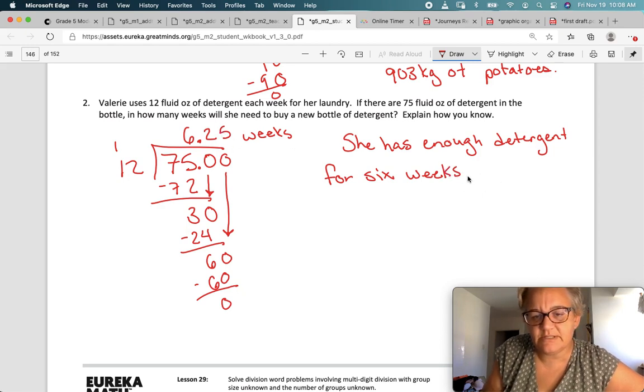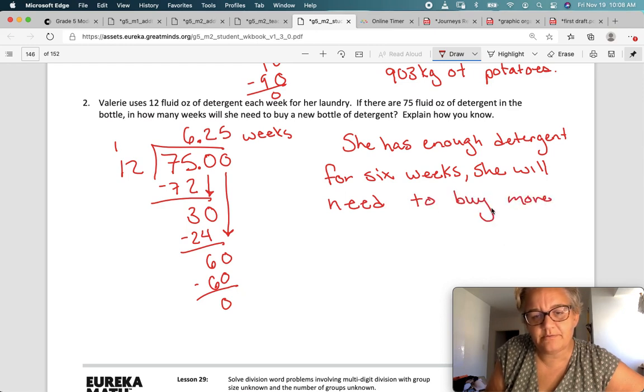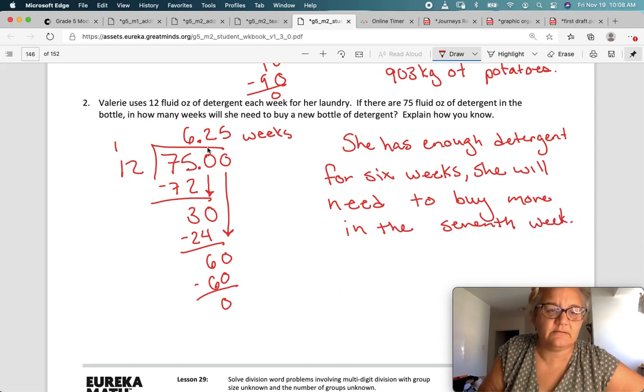No. She will need to buy more in the 7th week. Okay. All right, because she has just enough for 6 weeks and a little bit more if she wants to do one more load on Monday. But that's not going to be enough for the whole week.